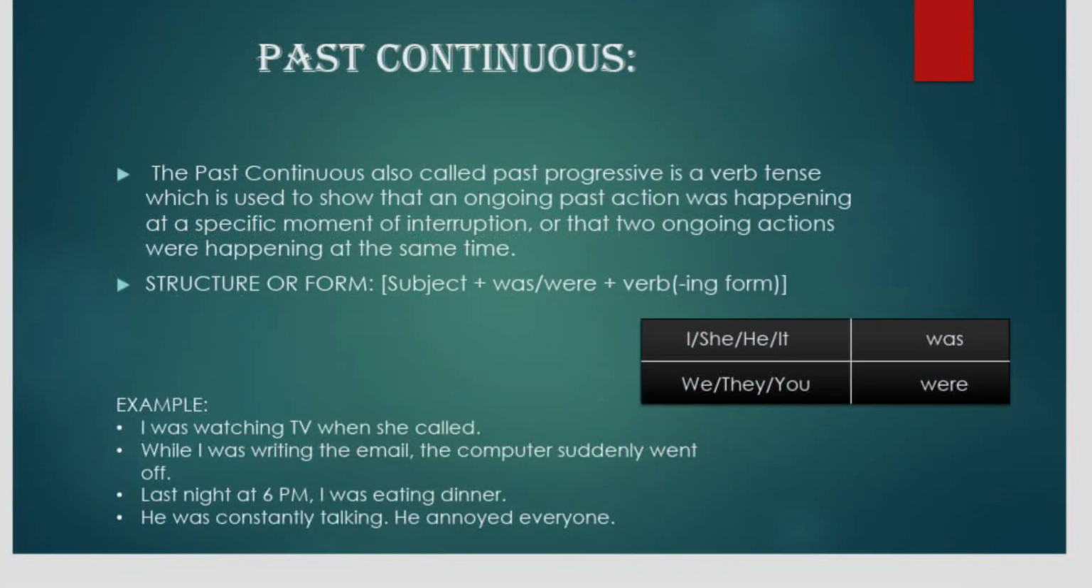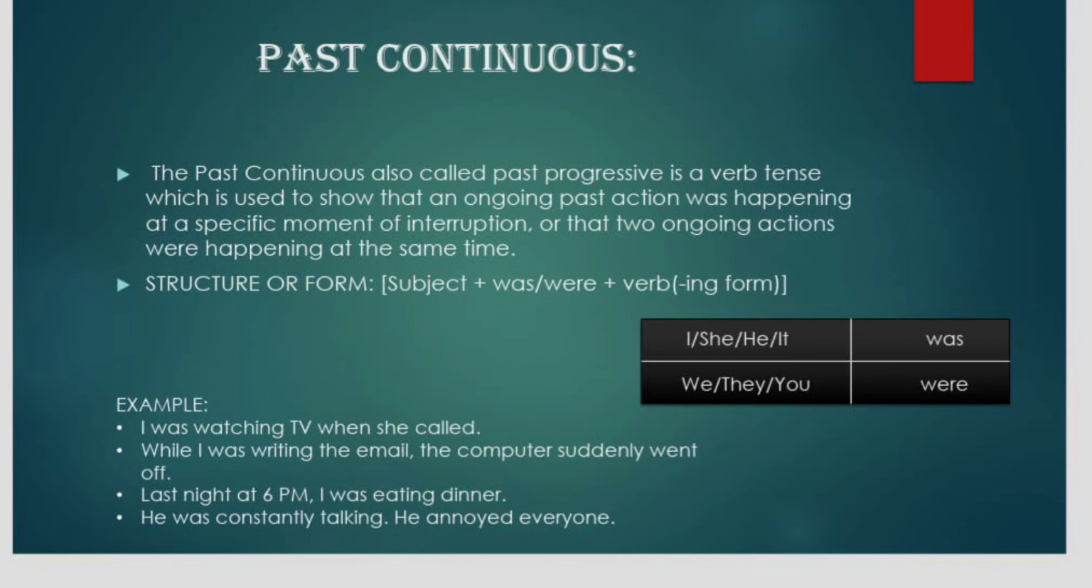So now children, we move on to the past continuous, which is also called the past progressive. And this tense is a verb tense which is used to show that an ongoing past action was happening at a specific moment of interruption, or that two ongoing actions were happening at the same time. Now let us look at the structure. Okay, so the subject plus was or were plus verb in the ing form.